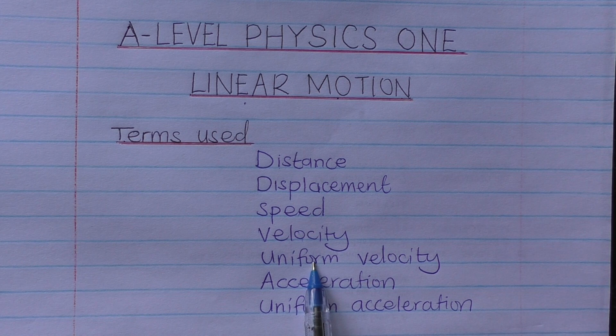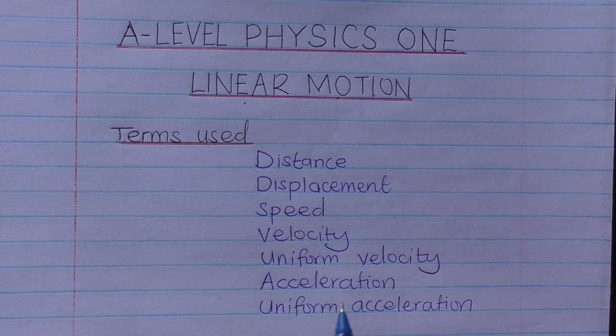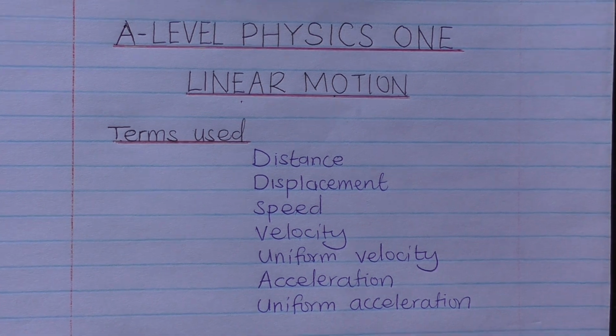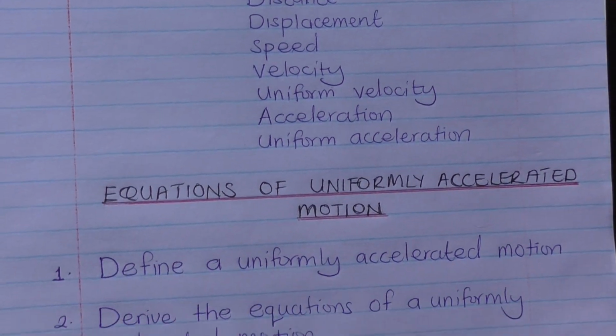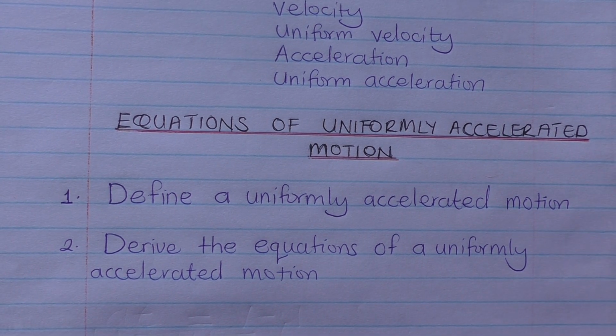We have uniform velocity, which is the constant rate of change of displacement. We have acceleration, which is the rate of change of velocity, and lastly, uniform acceleration, which is the constant rate of change of velocity. After looking at the terms used, we continue and look at the equations of a uniformly accelerated motion.